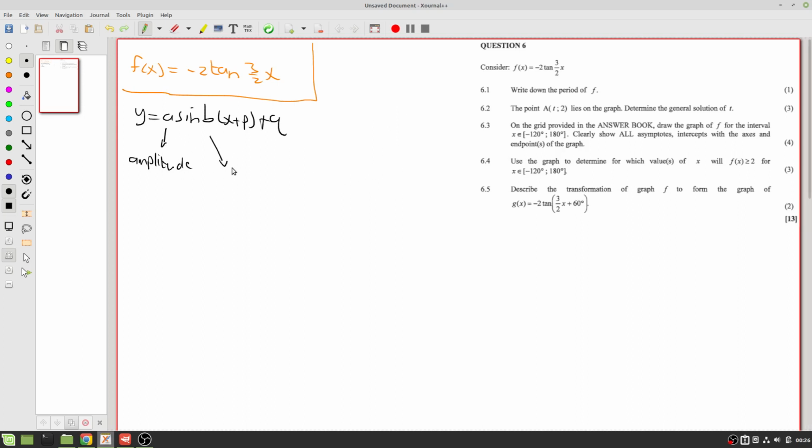The b value has to do with the period. So again, let's have a look at this. The period of this function is this many degrees, right? That's how long it takes before it starts repeating, again and again. So every time it repeats, the period is this many degrees. That is your period. So your b has to do with the period.